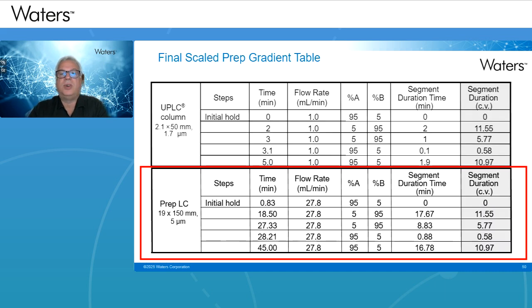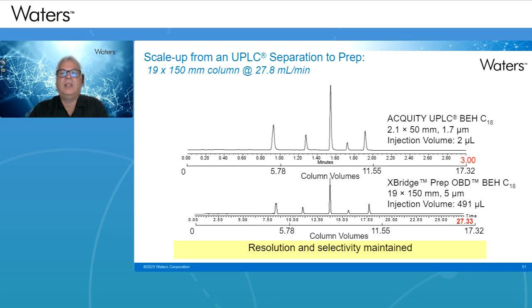And then we do the same for all the gradient segments. So the initial conditions were that much, and then the newest ones are like this. So we have scaled the flow rate, and we have scaled the time appropriately. We have incorporated our initial hold, and we have the same chromatography. So this is what it looks like on the UPLC system. This is what it looks like on the PREP system. So we have been able to preserve the same resolution. We have been able to convert everything properly.